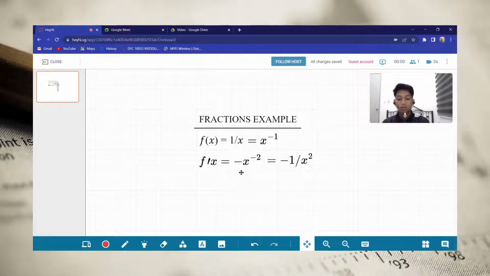For this solution, I will be using AI. The question is f of x equals 1 over x, which equals x to the power of minus 1, and f prime of x equals negative x to the power of minus 2, which equals negative 1 over x squared. Thank you, Azlan.